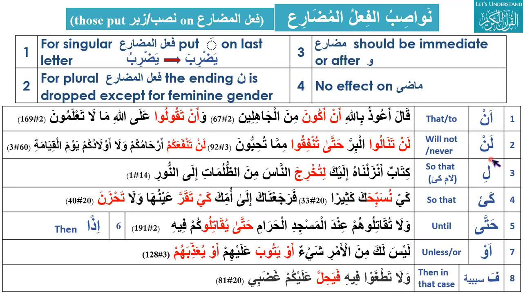An means that, lan means never or will not, used for the future, li means so that. Li's normal meaning is basically for, as a harf jar, but here this is lam. We will see the types of lam in one of the lectures. Li means so that. Kay also means so that. That's why this is called lam kay. Hatta, until. Idha, then. Aw, unless. Fa, then, in that case.